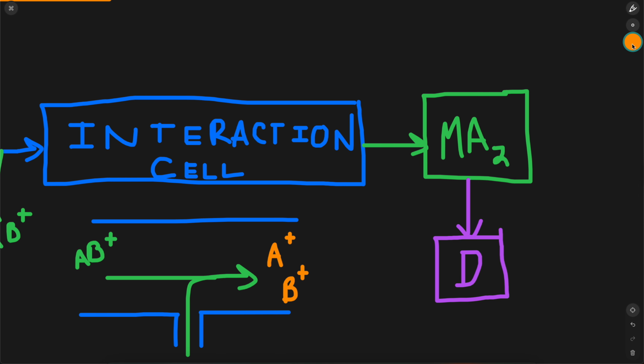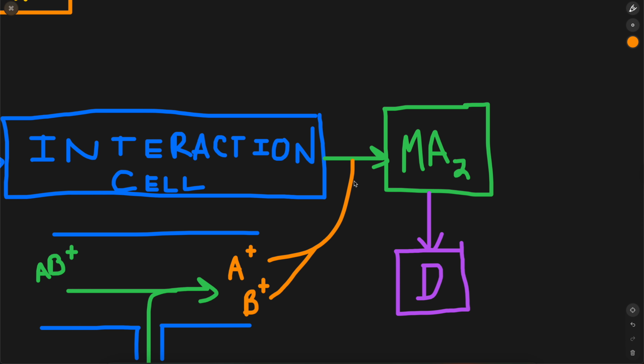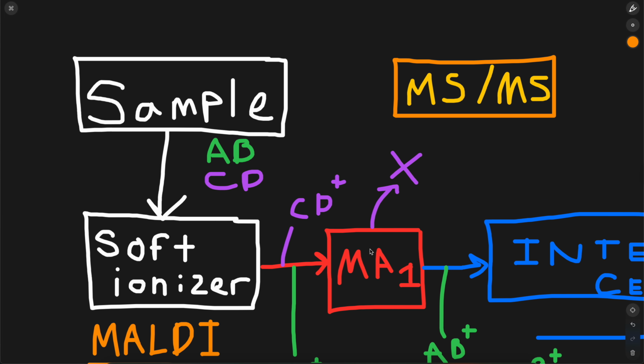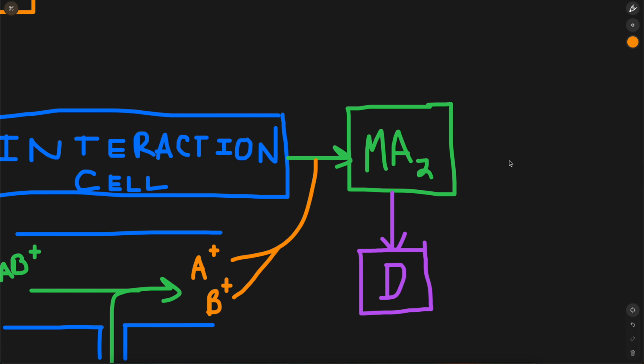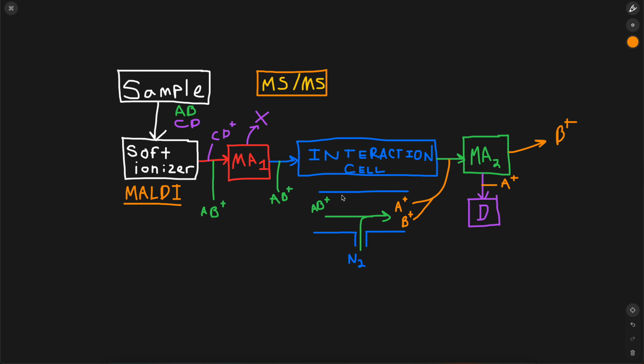Then what you do is you go through another mass spec. If we zoomed in here, we would see this or this at the collision cell. What the second mass analyzer is doing is just what MA1 did, but now for only A and B. And what happens is, let's say B does not hit the detector and it picks up A. So let's say A goes to the detector.